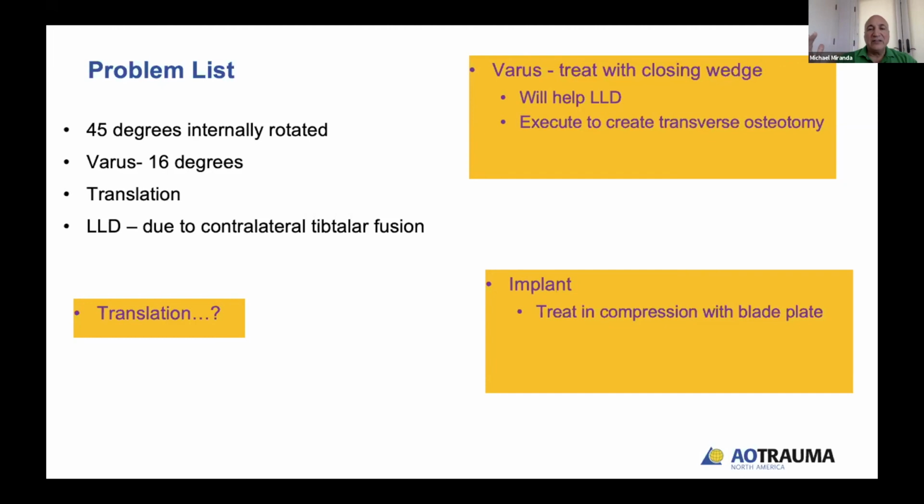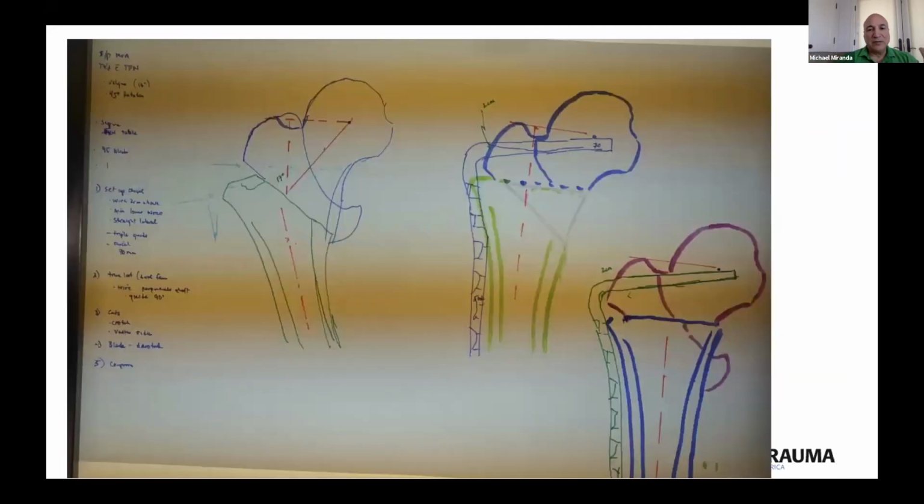What's next in the line of thinking? What implant am I going to use in order to fix this? Because I'll end up with a very simple osteotomy line, I would like to create compression, and so I'm going to use a blade plate. In different circumstances, you may pick a different implant. In this situation, I chose a blade plate. And this was my plan.